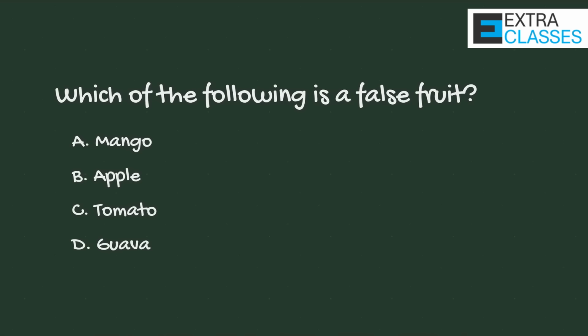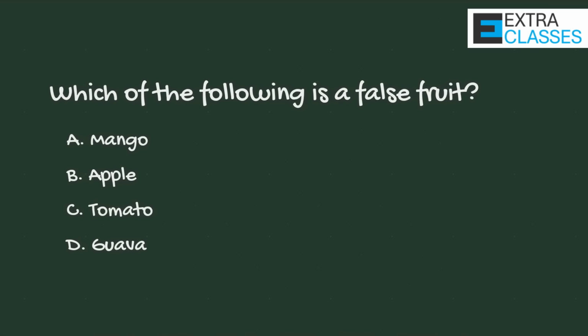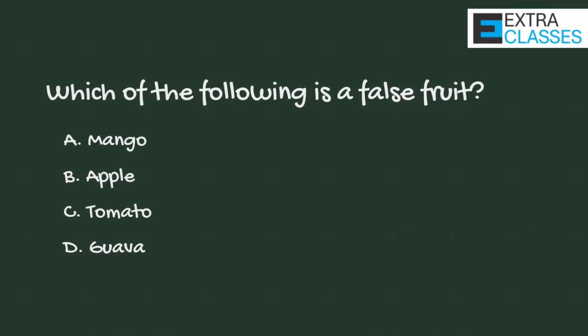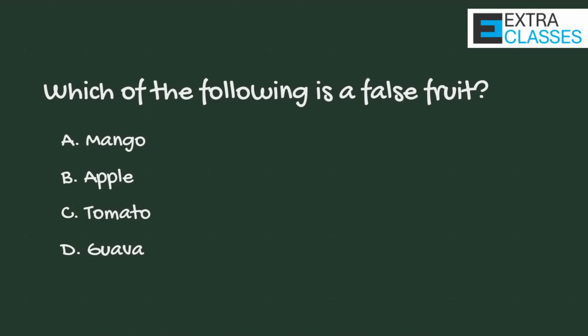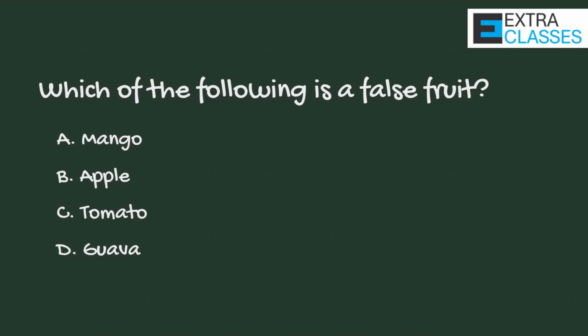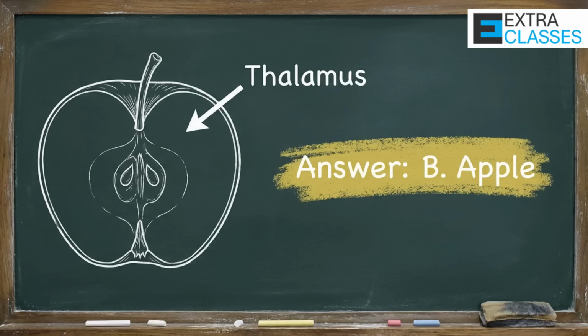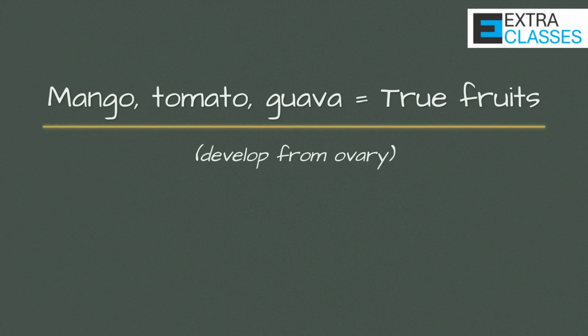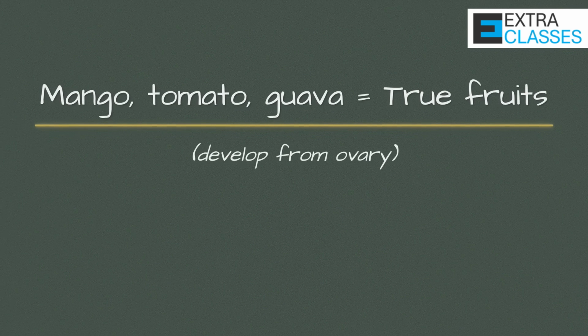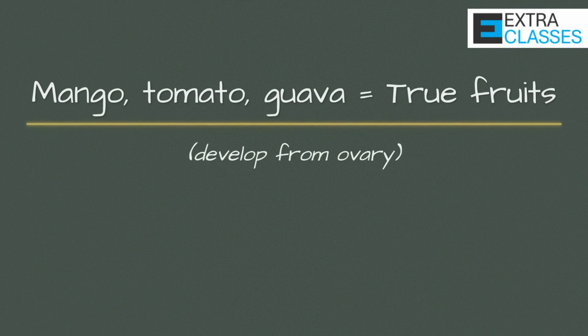For example, which of the following is a false fruit? A. Mango, B. Apple, C. Tomato, D. Guava. Answer is B, Apple. This was a trap question. Why? Apple develops from thalamus, which is an accessory tissue. Mango, tomato, guava are all true fruits, they develop from ovary only.